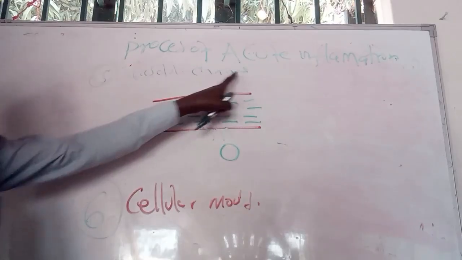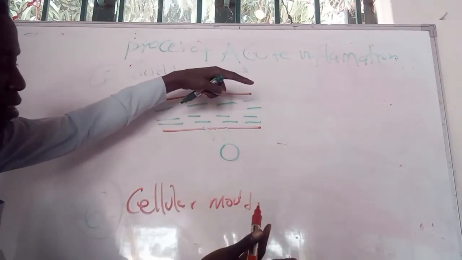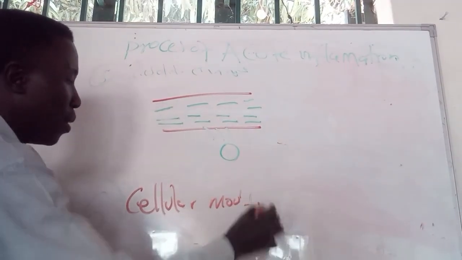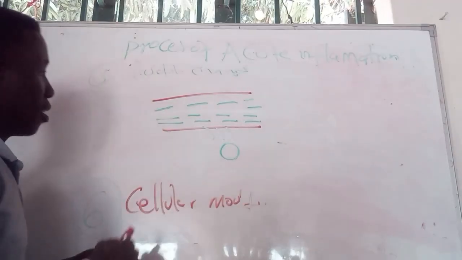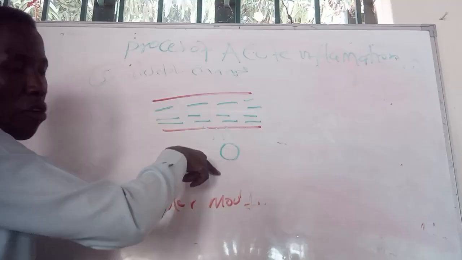So the other one was vascular changes, which has led to opening of the blood vessels to allow influx of blood cells. Now, the next one is cellular movement. What happens in cellular movement? These blood cells will need to diffuse away from here.